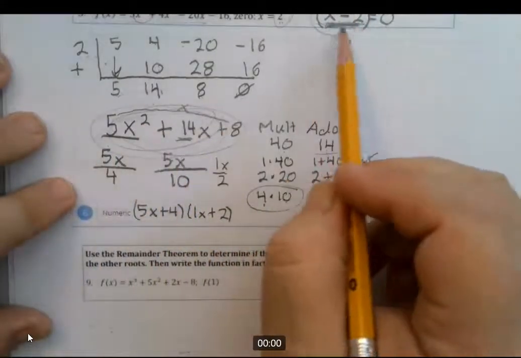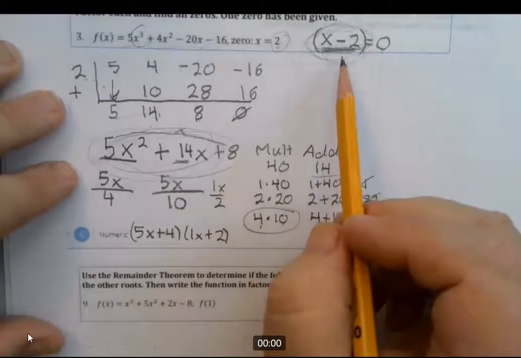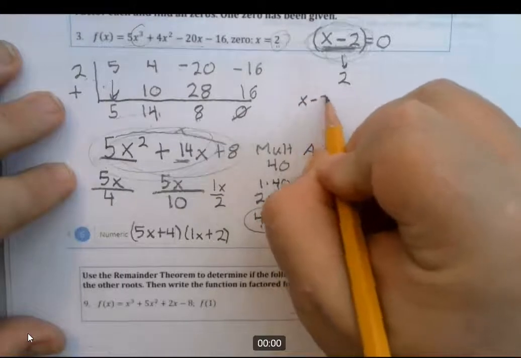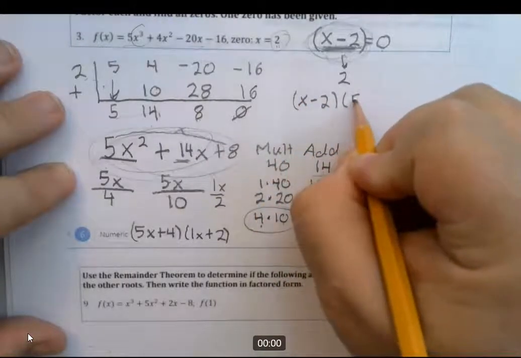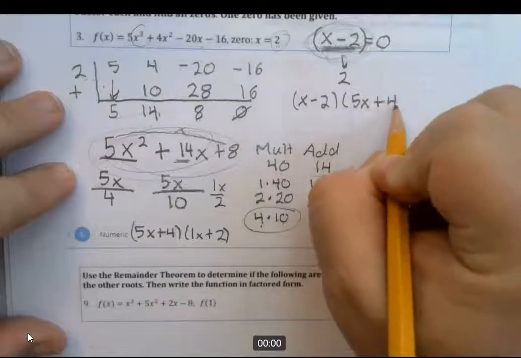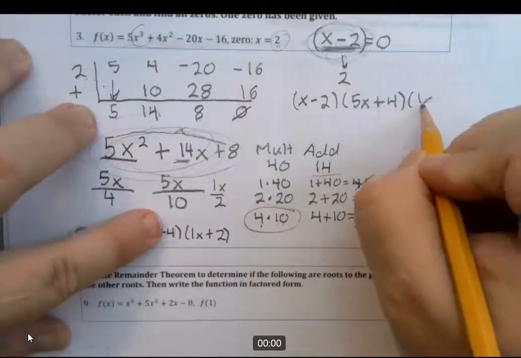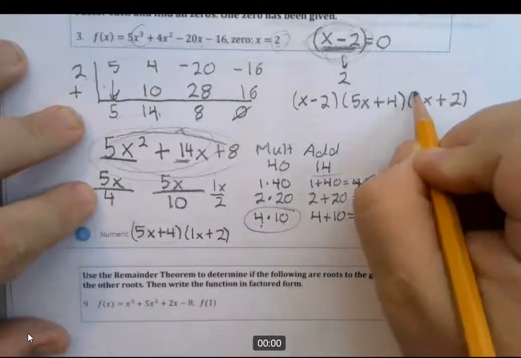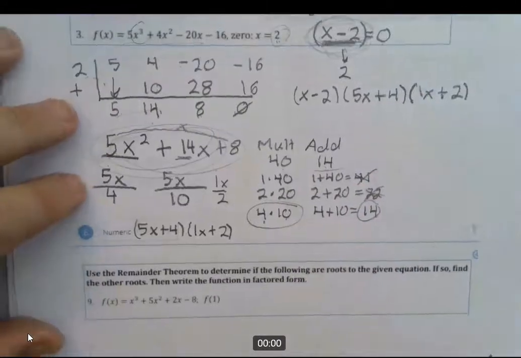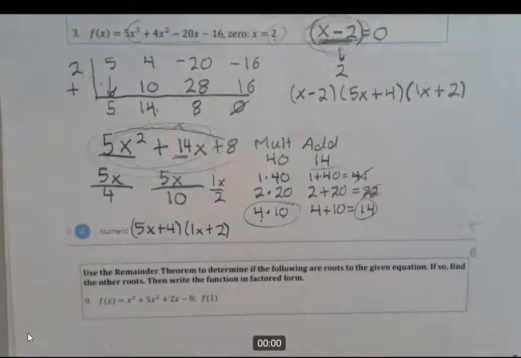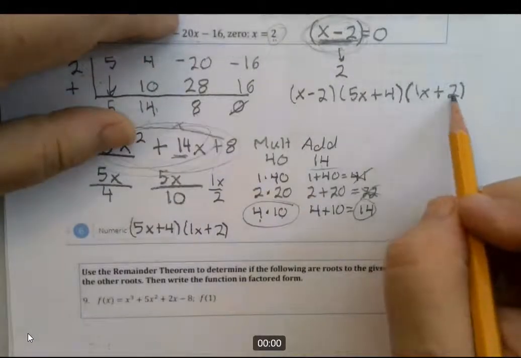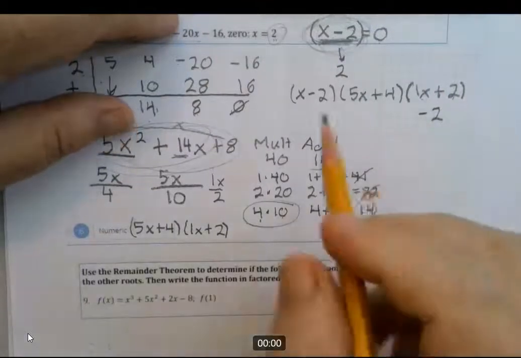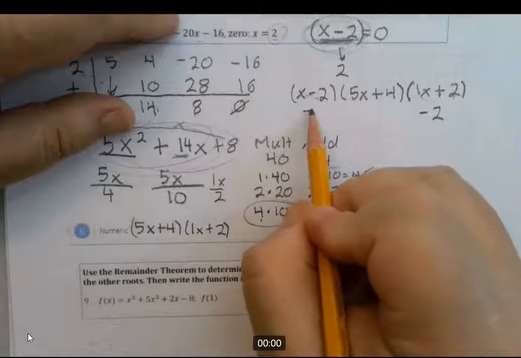And then we already learned that this up here was a factor. So now we put all three of these together. We'll do that over here. So it's x minus 2, 5x plus 4, and 1x plus 2. Okay, so what makes these go to 0? Well, x plus 2 equals 0 if x equals negative 2. x minus 2 goes to 0 if x equals 2.